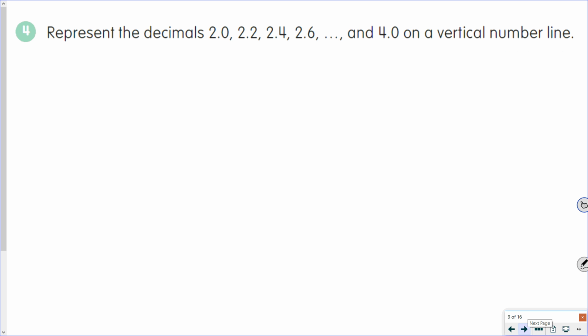Represent the decimals 2, 2 and 2/10, 2 and 4/10, 2 and 6/10. Then we get that dot, dot, dot, and 4. Well, that dot, dot, dot, those 3 dots there, just tells you that that pattern is going to continue. It's just taking all the numbers between 2 and 6/10 and 4 and condensing them down so that we don't have to list every single number. Essentially, that dot, dot, dot just tells us the pattern is continuing.